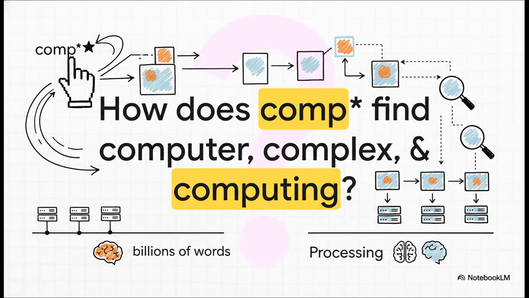I mean, you've definitely done this 1,000 times, right? You type the beginning of a word, slap a star on the end, and hit enter. And instantly, you get a whole list of results that all start the same way. So how on earth does a search engine sift through billions, maybe trillions of words to find every single match and do it in like a fraction of a second?